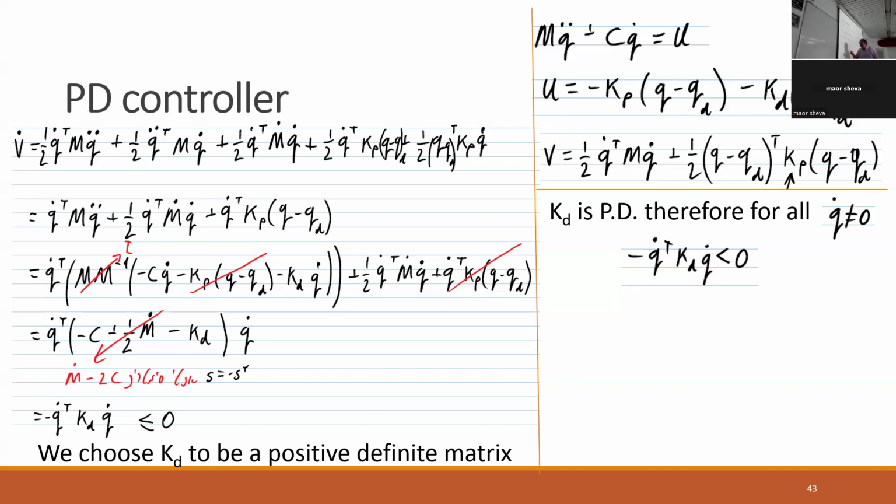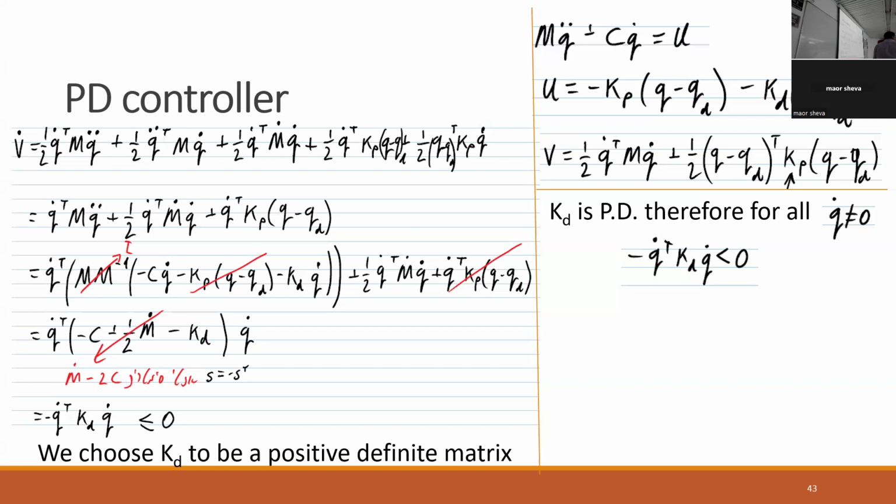And I'm left with q dot transpose times minus C q dot minus Kd q dot, plus half M dot q dot. So I have minus C plus half M dot minus Kd, and I have q dot at the end. But recall that M dot minus 2C is an antisymmetric matrix.